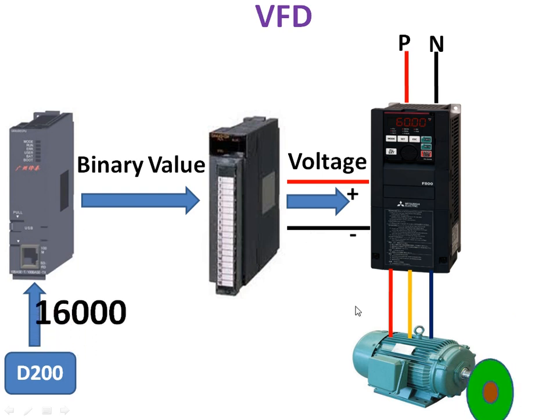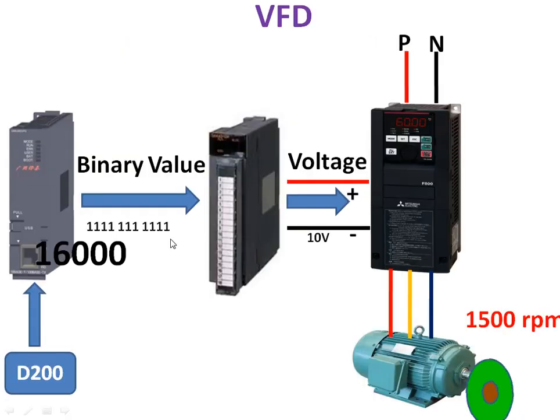If I apply 16,000, then all ones, 1111, is applied to the analog output, and it will produce 10 volt. If I apply 10 volt to the VFD control terminal, the machine speed will become 1500. This is how your controller, your PLC or your microcontroller, controls the induction motor speed. We will discuss the various types of analog output module in our next lecture. Thank you.